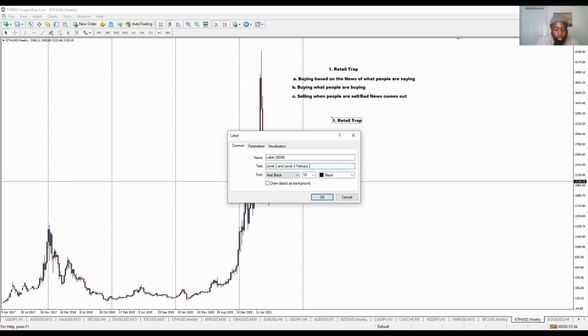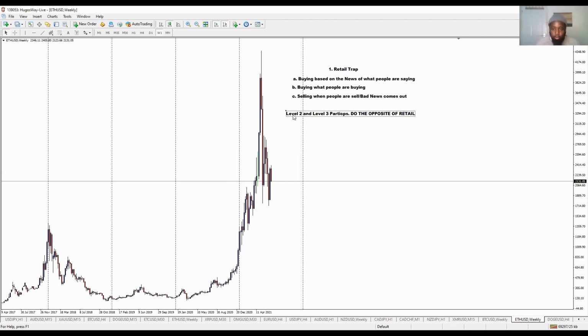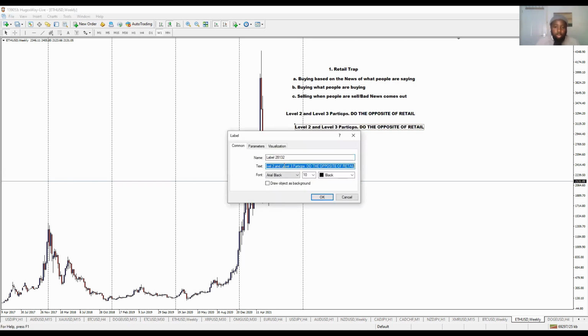Do the opposite of retail. So always remember this. If you don't remember anything else, level 2 and level 3 participants, or partips for short, do the opposite of retail trading and investing activities.